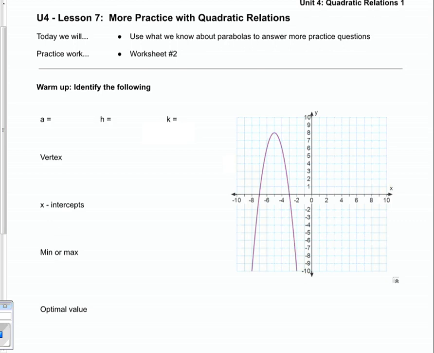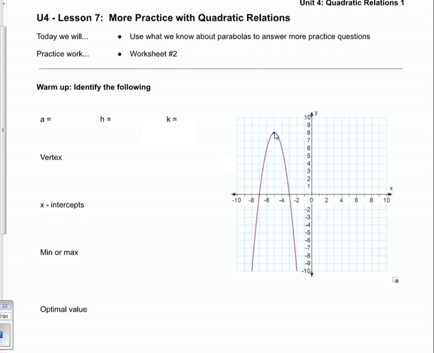We're going to take a look at a little bit more practice with identifying information, trying to find graphs and other bits and pieces out of a parabola. So we'll start off just quickly by using this parabola that's here on the right-hand side, and we're going to identify the a, h, k values and vertex and all that other good stuff in order to pull as much information as we can. So we'll start off by identifying the vertex, which is right up here.